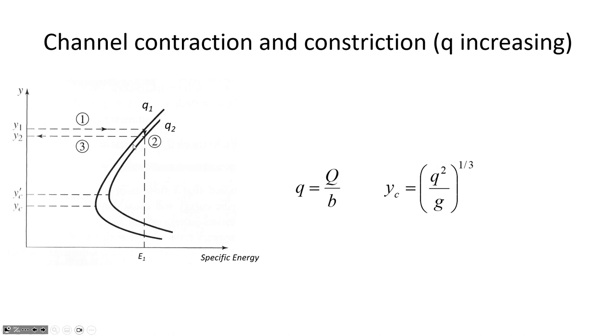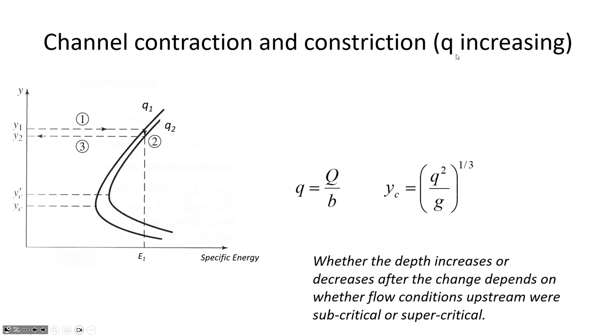And remember that this second curve here, which has a higher flow per unit width, is associated with a larger critical depth and more specific energy at the minimum point. So it's pushing it to the right and up. Contractions and constrictions both share in common an increasing flow per unit width. And so whether that pier in the river causes an increase or a decrease in the flow conditions depends on whether the initial conditions were subcritical or supercritical. So when you make the flow per unit width higher, that could have a different effect, whether the Froude number was above 1 and we had supercritical conditions, or whether it's below 1 and we had subcritical conditions.